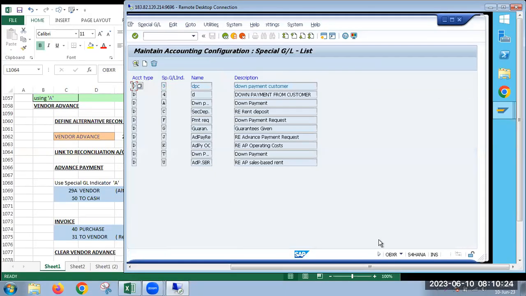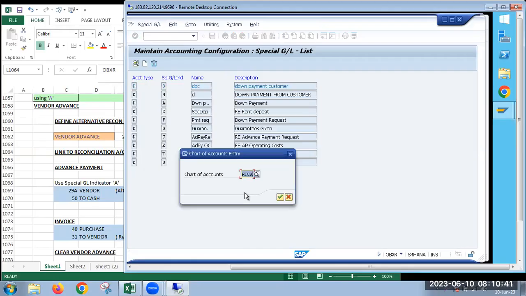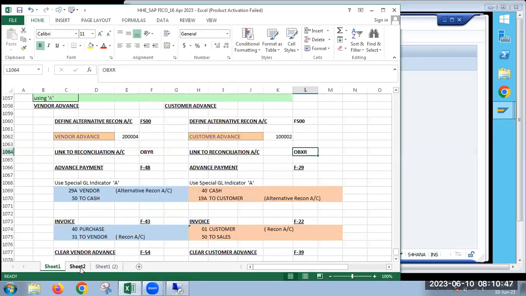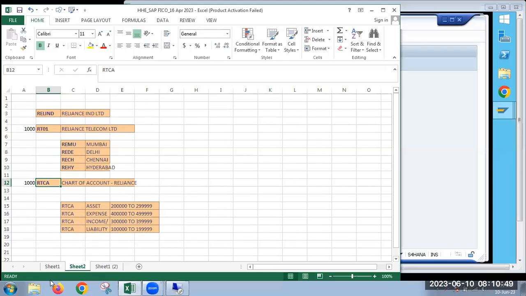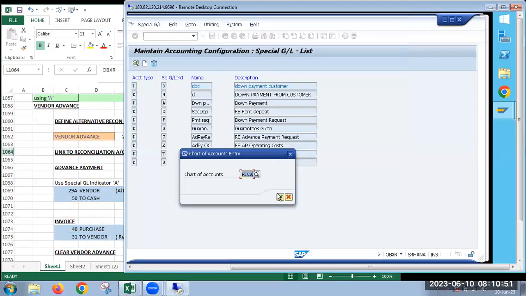So what is the special indicator for posting the advances? A, the down payments. And what is D? Account type D is for customer, correct. So for customer advance, we can assign the GL accounts from the chart of accounts RTCA. I think RTCA is the same chart of accounts that we are using, right? Okay, RTCA, fine.